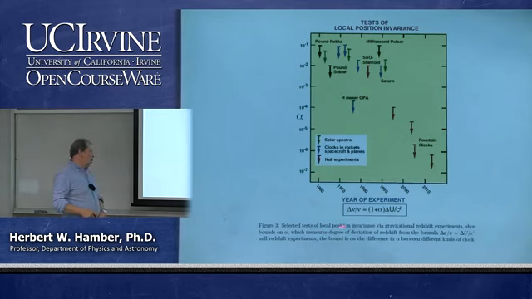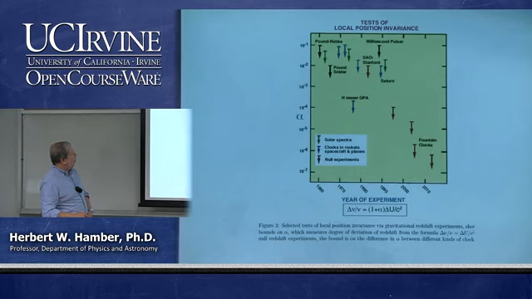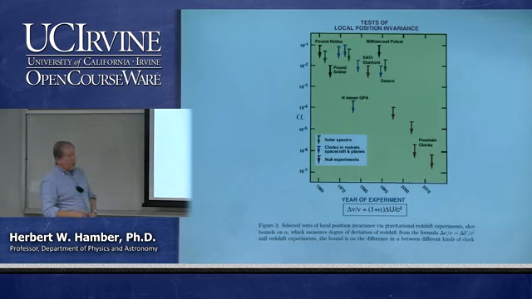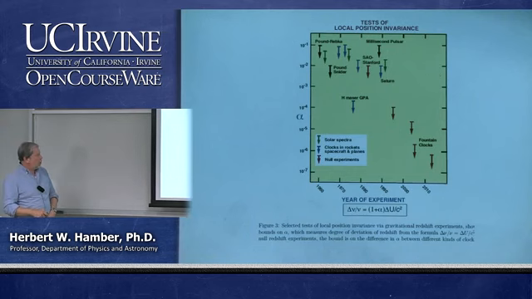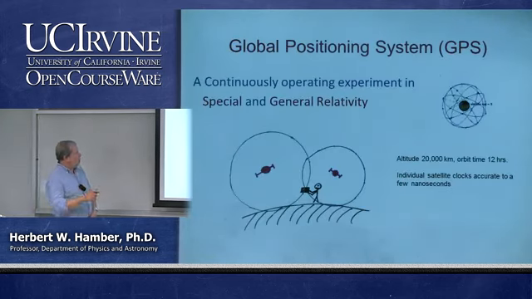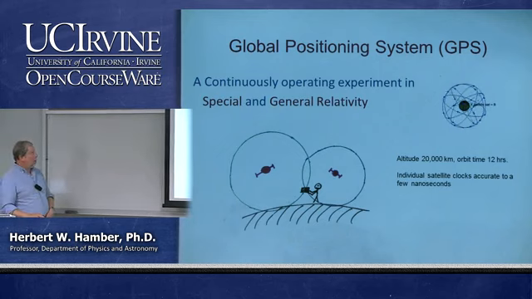So it's referred to as a local position invariance. And so you can, actually this is a different thing. This is testing whether the gravitational redshift depends on the potential the way we just discussed. So actually this comes later. So I was thinking about something else that I'm going to talk about later in the lecture.